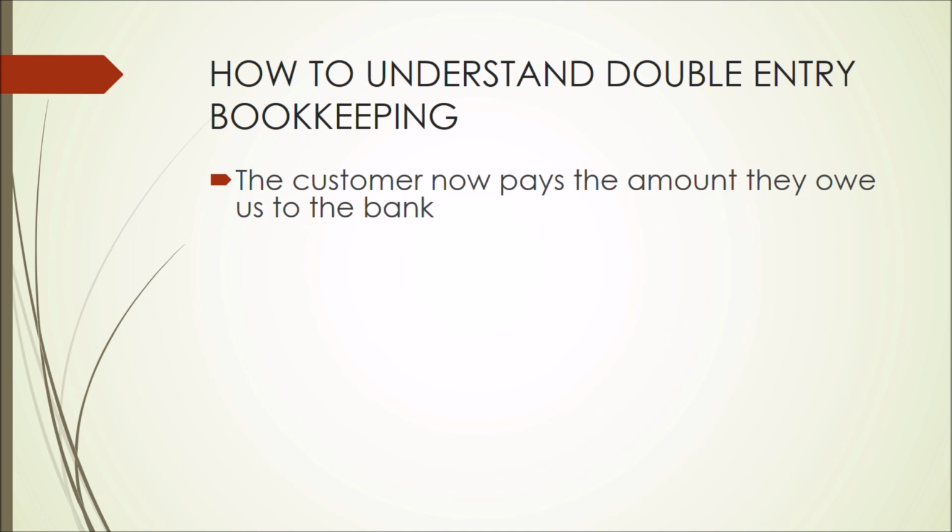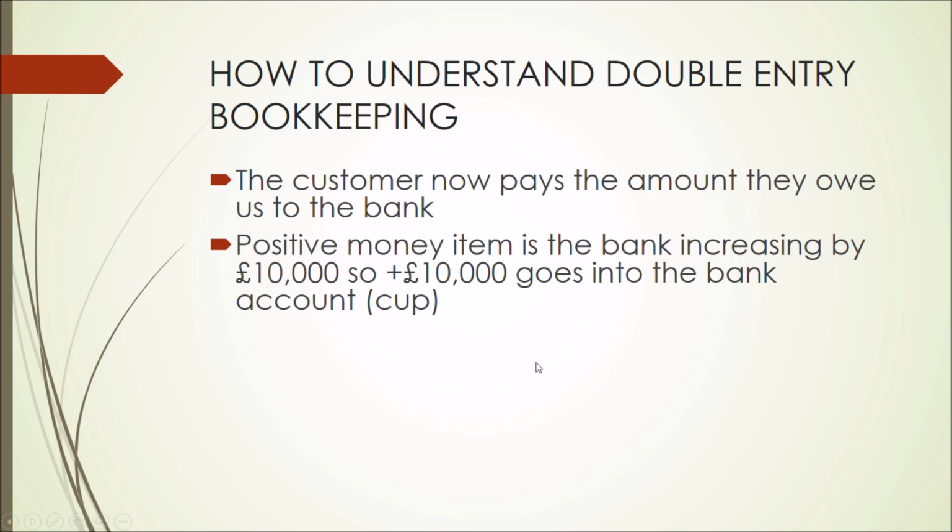Let's get into another journal then. So the customer, the one that we did a £10,000 order to, pays the amount that they owe us into the bank. The positive money item is that the bank is increasing. The money that we got has gone up by £10,000. So plus 10,000 goes into the bank account cup.